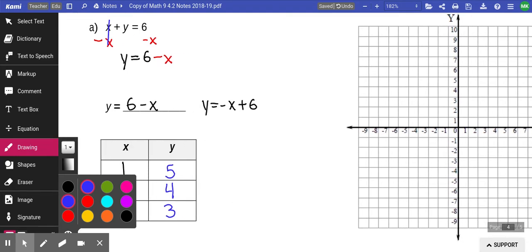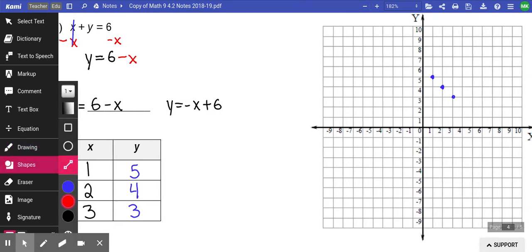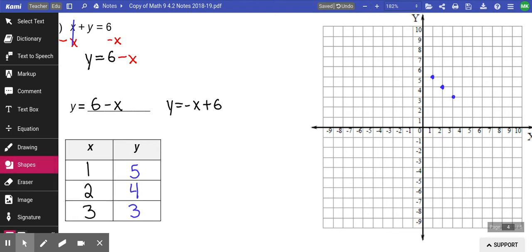If we were to graph this thing, 1 comma 5 is here, 2 comma 4 is here, 3 comma 3 is here. I could connect those using a nice straight line. It would look like this.